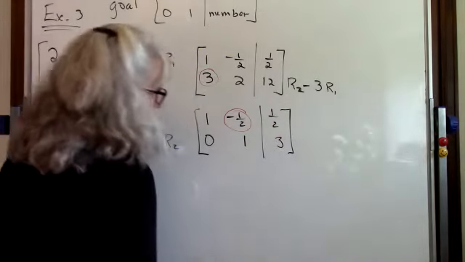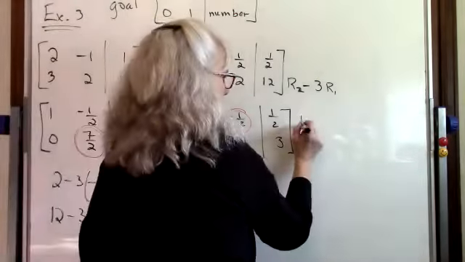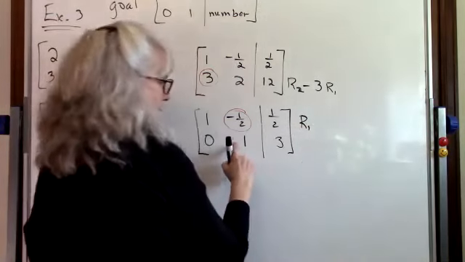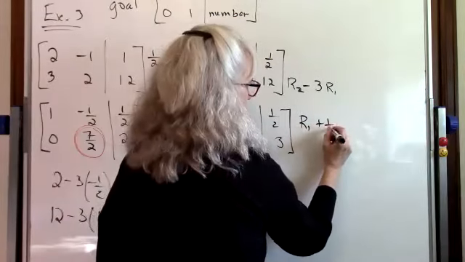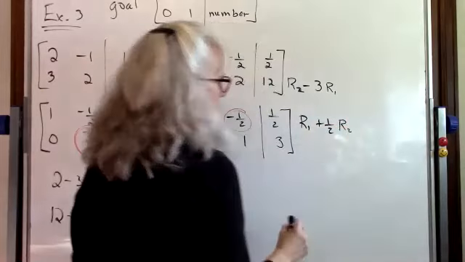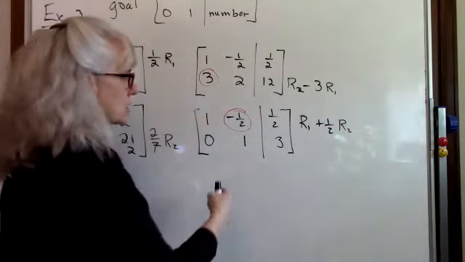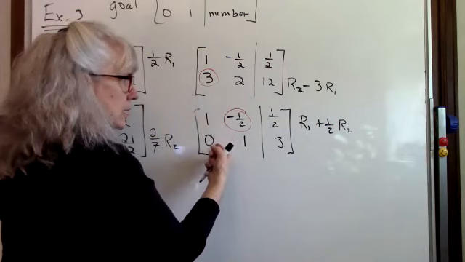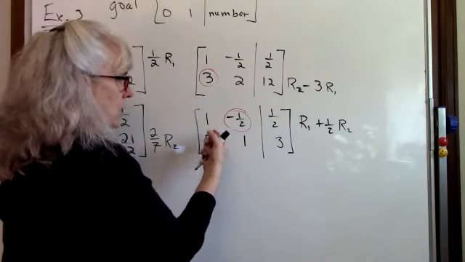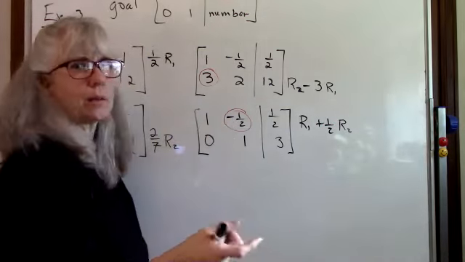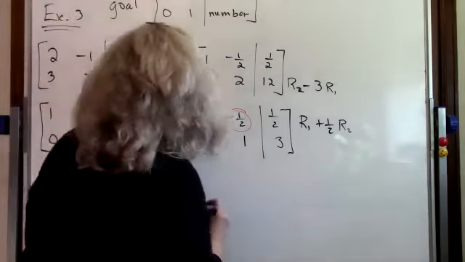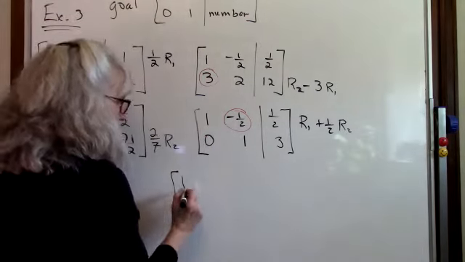To make that guy into a 0, I'm going to take row 1 and add half of row 2. Now, here's why you always do the 1 and then the 0 first. Because we've got a 0 sitting here, when I take 1 plus half of 0, it's not going to mess the 1 up. It'll still be a 1, which is what we need. So it'll give me a 1.